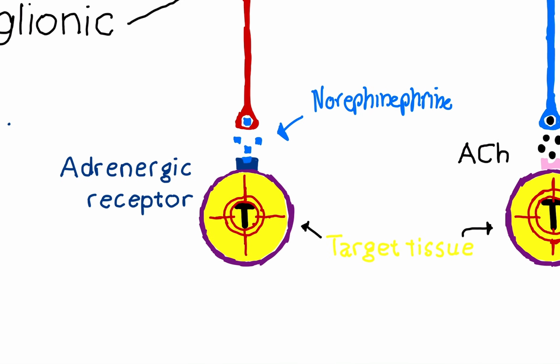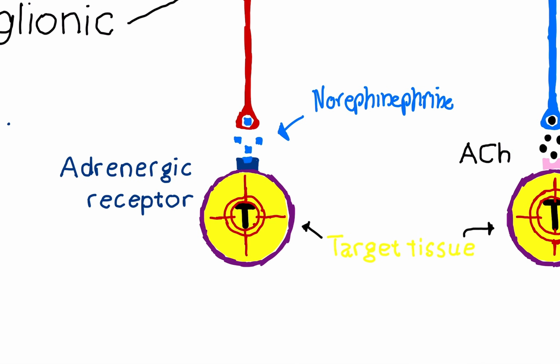The receptors on the target tissue for the sympathetic nervous system that bind with norepinephrine are called adrenergic receptors. Notice it kind of sounds like adrenaline. It's because norepinephrine is essentially adrenaline. That's a good way to memorize it. They are not called muscarinic receptors. They are called adrenergic receptors because they bind with norepinephrine and not acetylcholine. That is very important to understand.